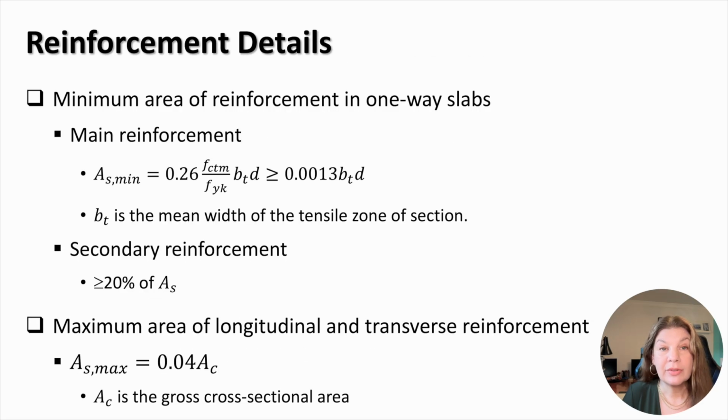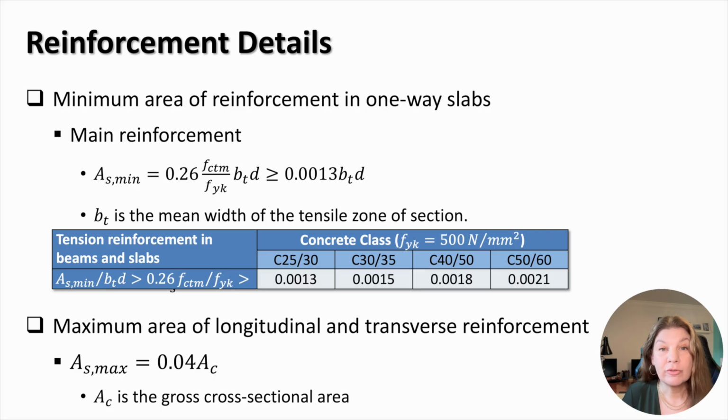The Eurocode limits the area of reinforcement in the slab in a certain range defined by the minimum and maximum values. The minimum area of reinforcement is calculated as a fraction of the cross-sectional area of the 1 meter wide strip of the slab, depending on the tensile strength of concrete and the yielding strength of steel. This table provides the values of minimum reinforcement ratios depending on concrete class. The area of reinforcement provided in the slab should be smaller than 4% of the cross-sectional area of the 1 metre wide strip of the slab.